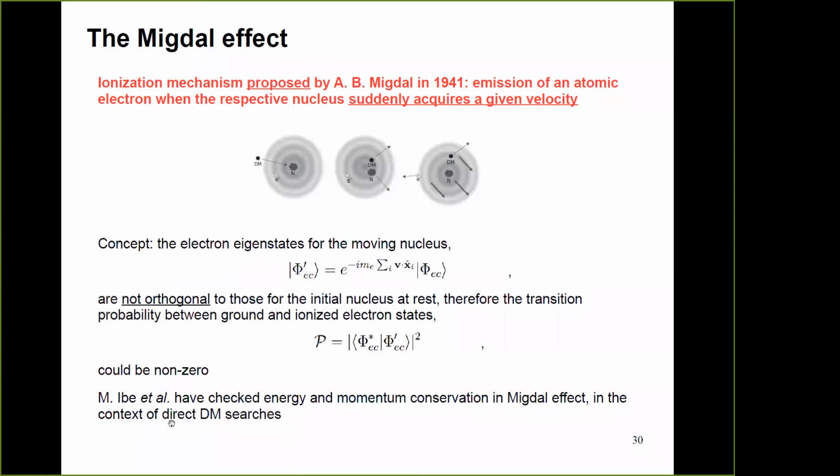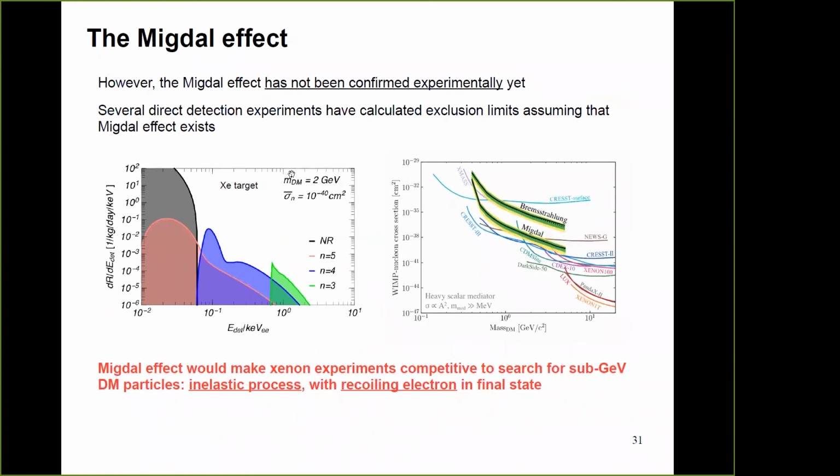And then more recently, there has been a study to check the energy and momentum conservation of this effect in the context of dark matter searches. As I said, this is for a perturbation of the nucleus, which can be from dark matter or any other particle that perturbs the nucleus. This effect has been discussed theoretically, but there is no experimental confirmation of this. However, several experiments have used it to extract limits, because it's a different signal. You don't have only the recoiling nucleus, you also have a recoiling electron.